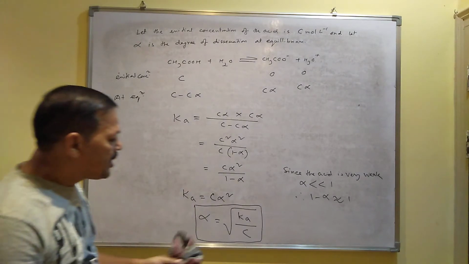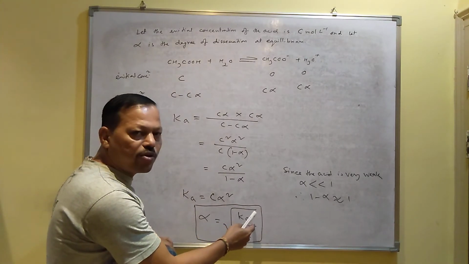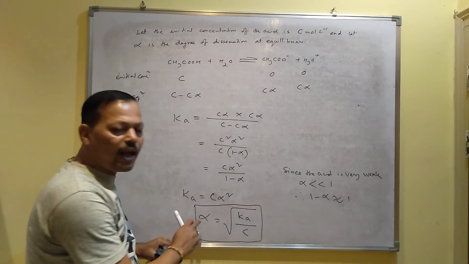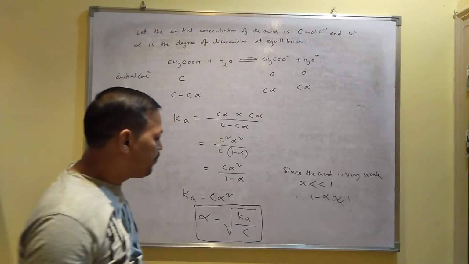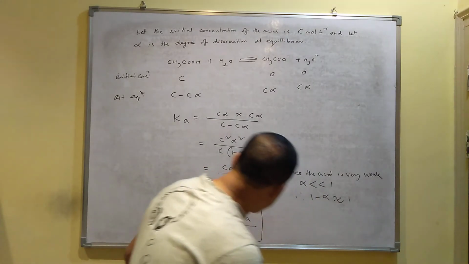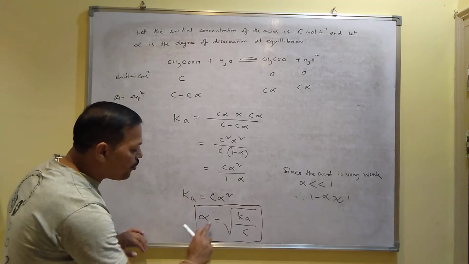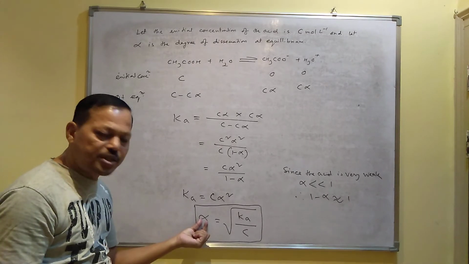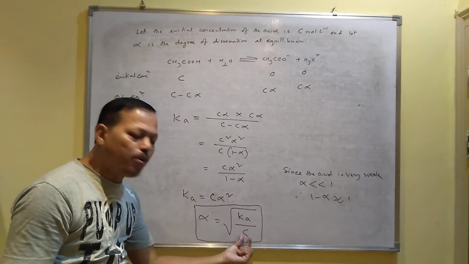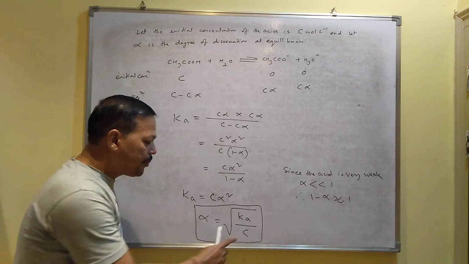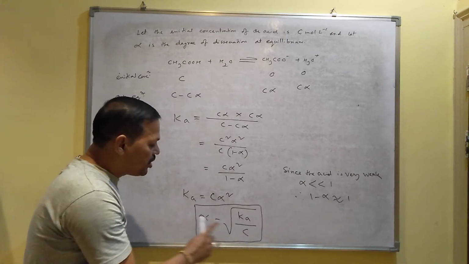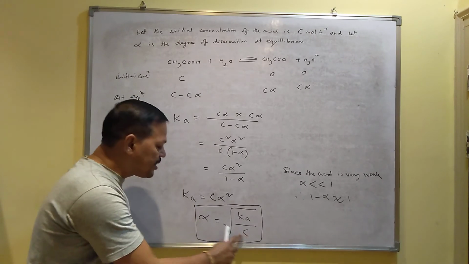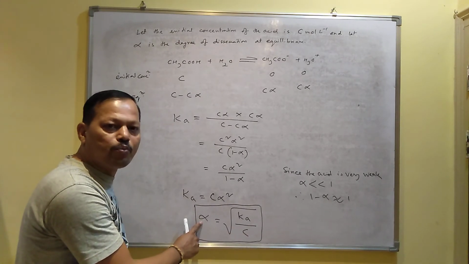And this is one of the relations by which you can determine the degree of dissociation alpha. What is Ka? Ka means the dissociation constant of the acid. What is C? The concentration. And what is alpha? The degree of dissociation. Now you can see here, this is the degree of dissociation and this is the concentration. The degree of dissociation is inversely proportional to concentration. I mean, if concentration is more, degree of dissociation will be less. If concentration is less, degree of dissociation will be more.